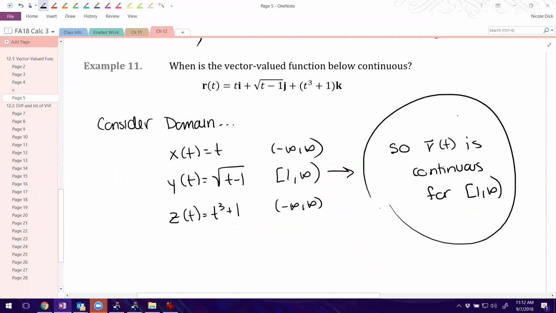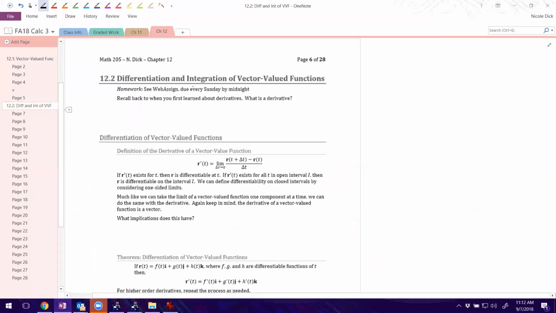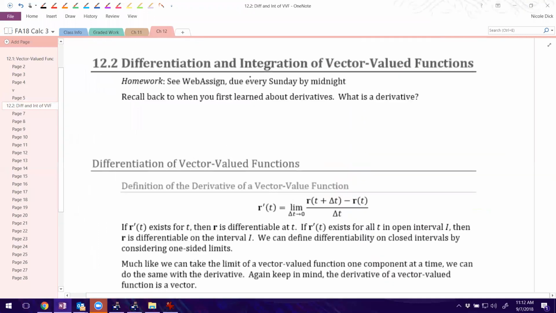Okay. Questions? Okay, we've got some time. Let's start the differentiation piece. So next section.